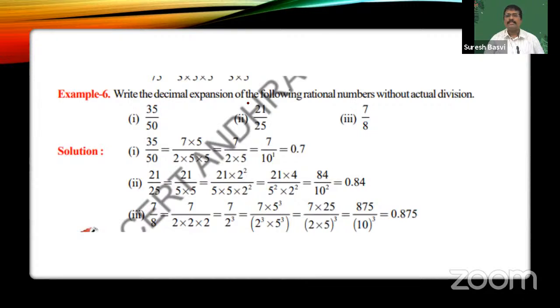Next, write the decimal expansion of the following rational numbers without actual division. Actual అక్కడ ఏమైనా డివిజన్ చేసినామా? Before example లో డివిజన్ చేసినామా? We do not do that. Okay, see this 35 by 50.